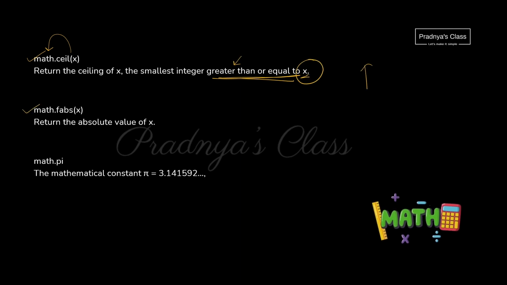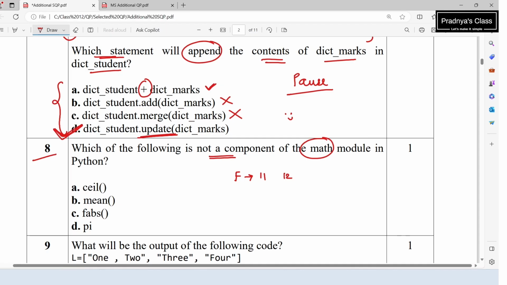The next function mentioned is fabs. It gives the absolute value. Meaning if it is minus 10, it will give plus 10. You have studied this in maths also. There is one more option, pi. Pi is not a function, but it is a constant which gives the pi value. Then we know now what the correct option is. It's B. Mean is not a function of the math module.